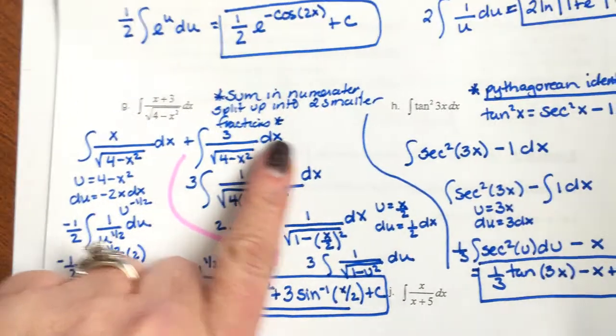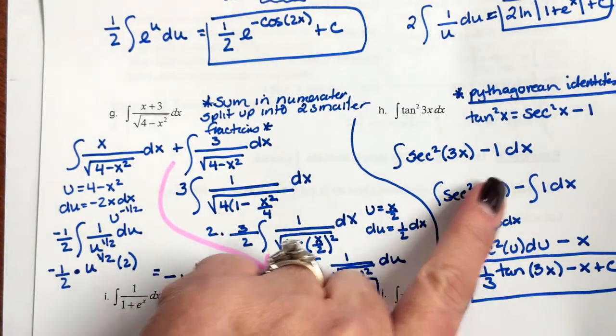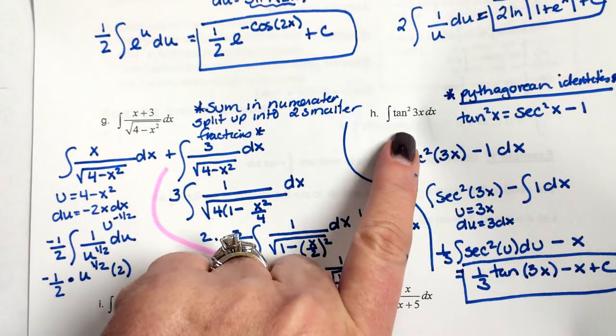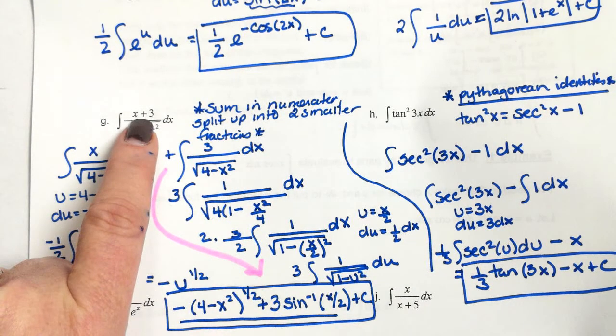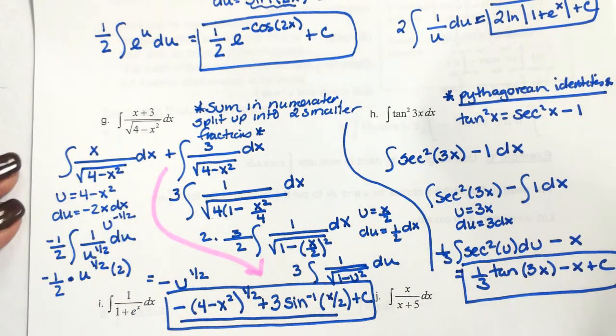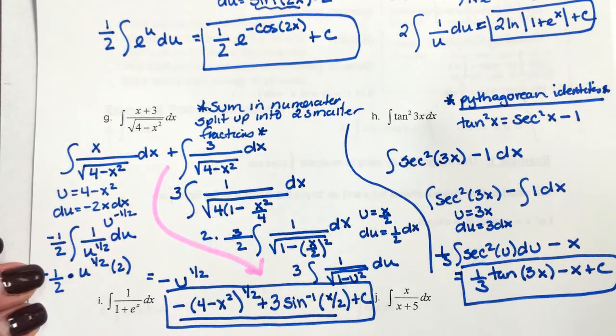So again, two different types of integration techniques. Be on the lookout for those Pythagorean identities if you see a trig function squared in your integral. If you see that plus in the numerator, be on the lookout for splitting up into two smaller fractions.